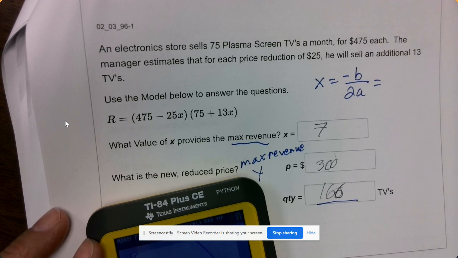Still not showing. I'm going to go by 5,000s. There we go. Whew, that's a lot. Okay.